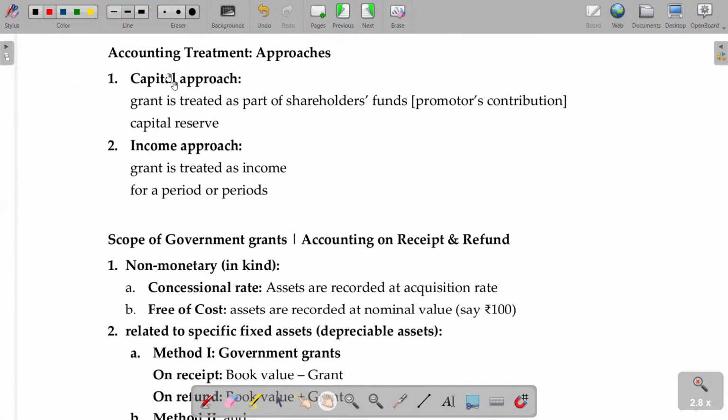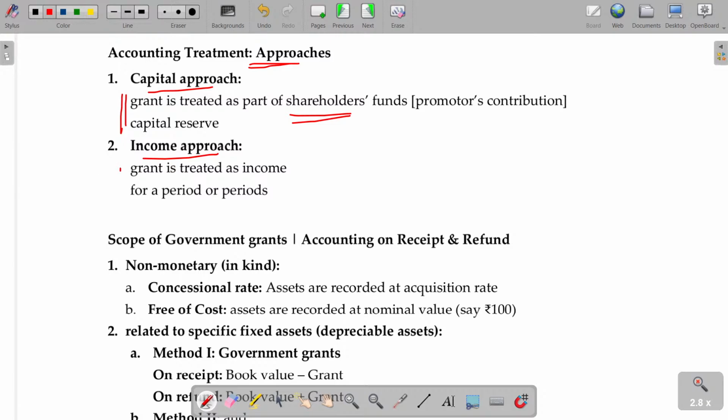Now, how can you account for this? We have two approaches of accounting. One is the capital approach, another one is the income approach. Capital approach means it's a part of shareholders' funds and you treat this as a capital reserve. Capital approach means it's not considered as revenue to be transferred to the P&L account.